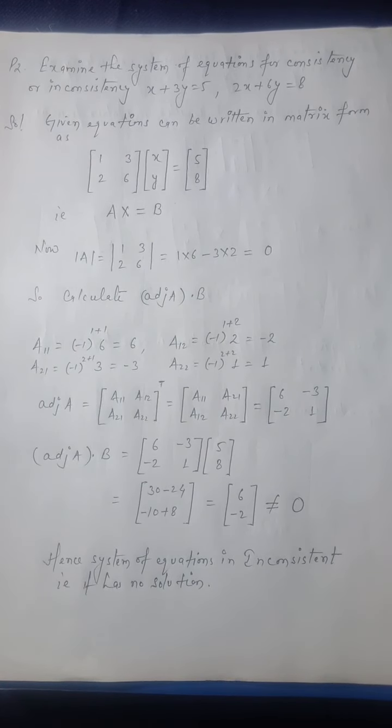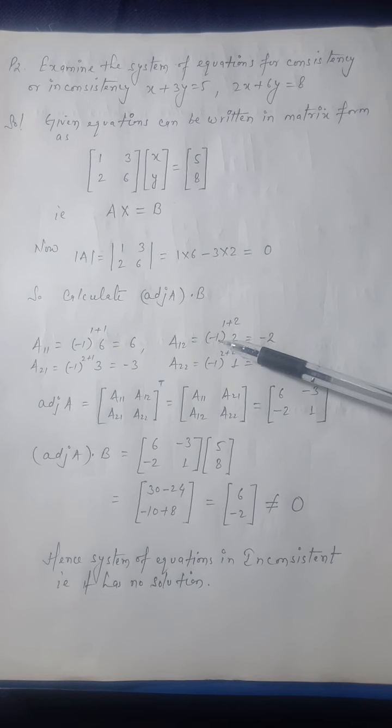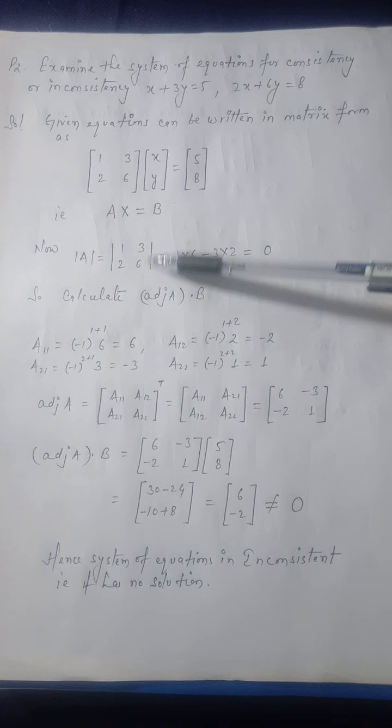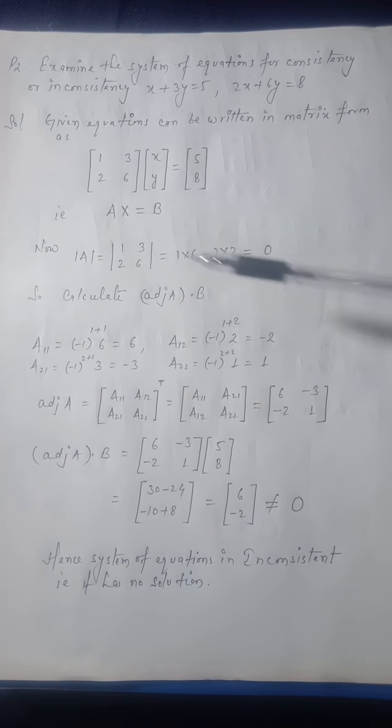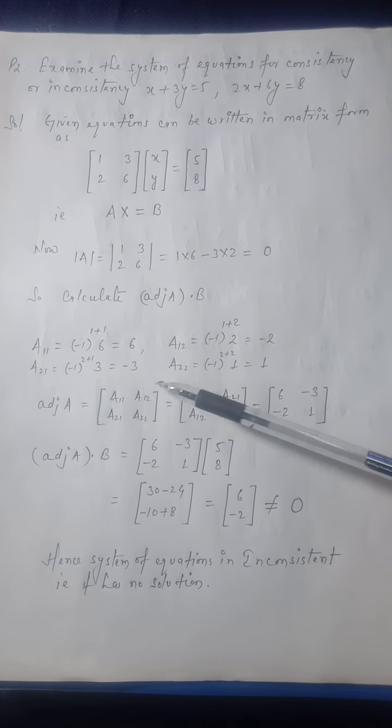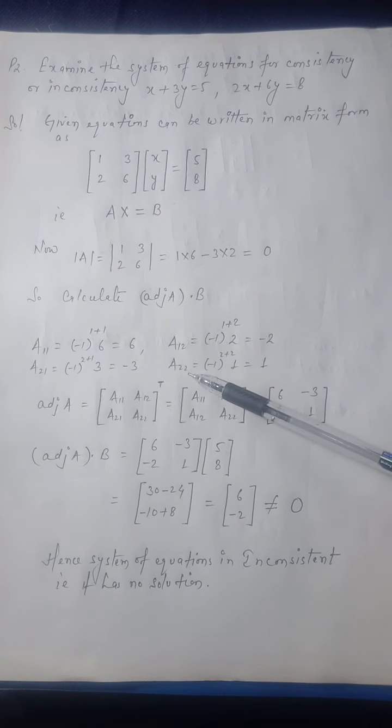Similarly A12 means the cofactor of element 3. So when you delete this column and this row, you will get 2, which is minus 1 to the power 1 plus 2, which is minus 2. In a similar way, A21 will be minus 3 and A22 will be 1.